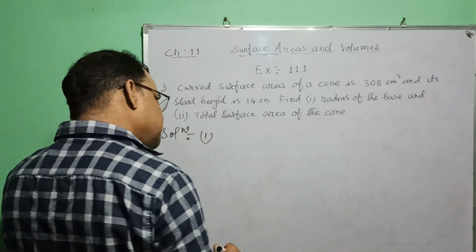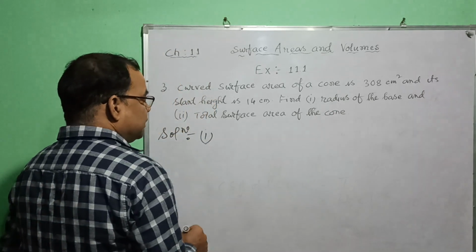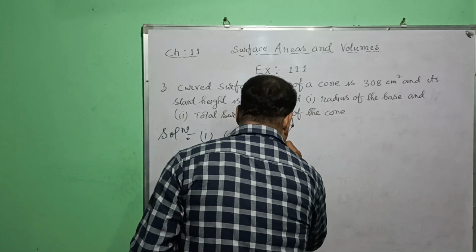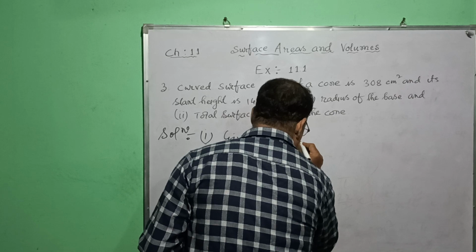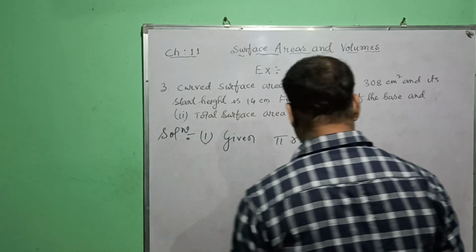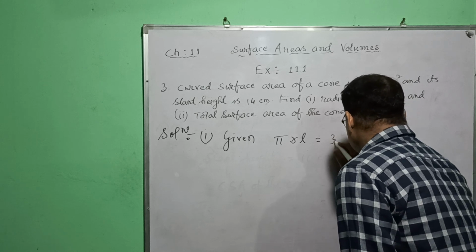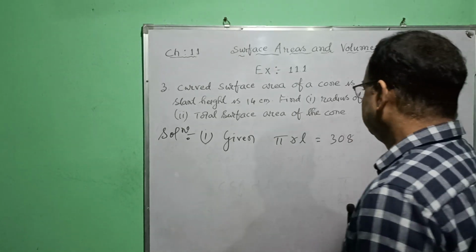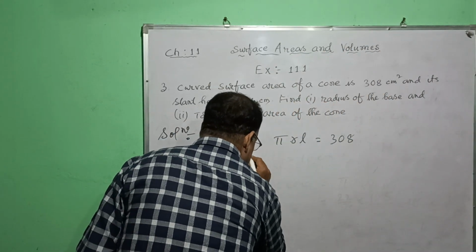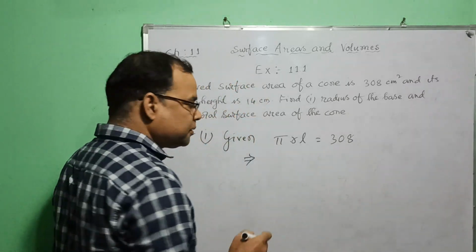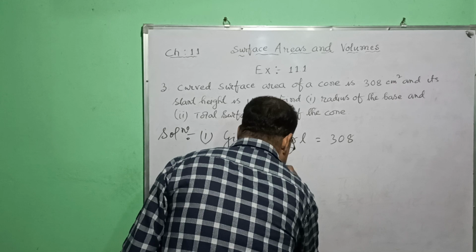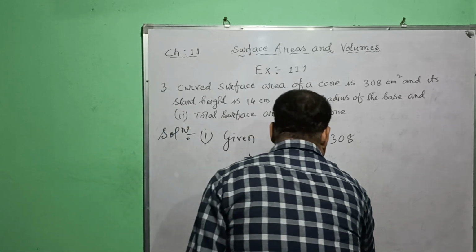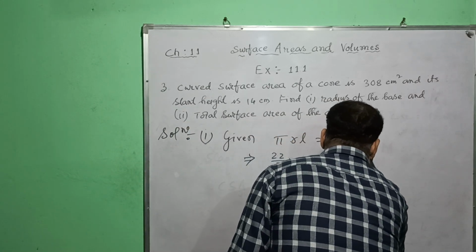Roman 1. So we can write, given, pi r L equal to 308. This implies, let us replace the values. So 22/7 into r into L, and L is given, 14 centimeter. So we'll write 14 equal to 308.